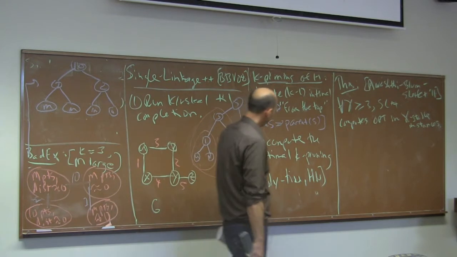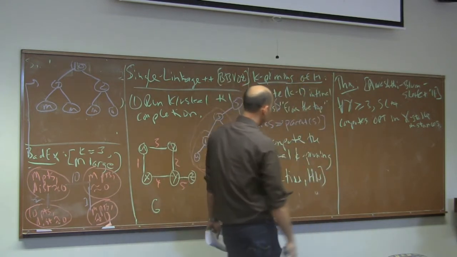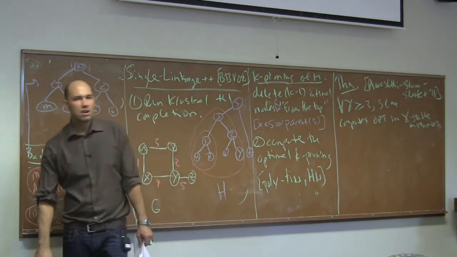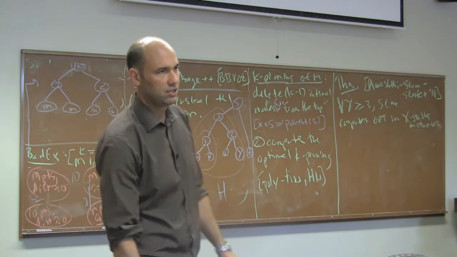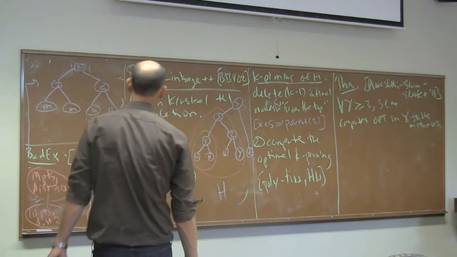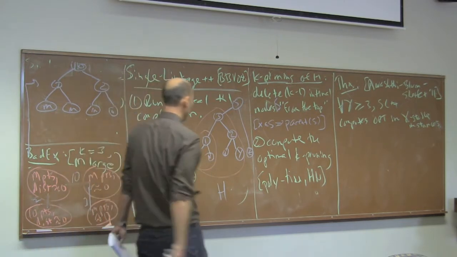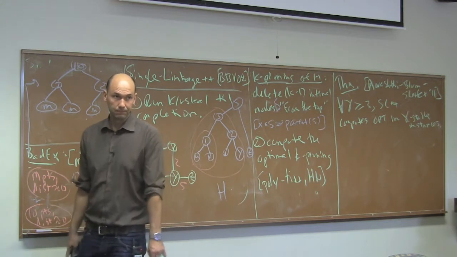So here's how we're going to prove it. We're going to look at the algorithm, the single linkage plus plus algorithm. And we're going to ask ourselves, what has to happen for this to have a chance of working? What are sufficient conditions on the input, or really on the execution of this algorithm, so that in the second step it'll actually be able to find the optimal solution? Okay?